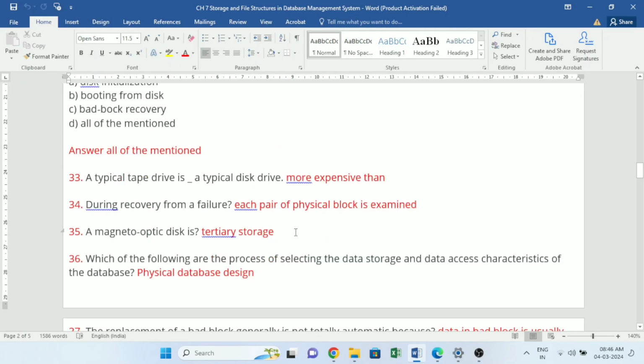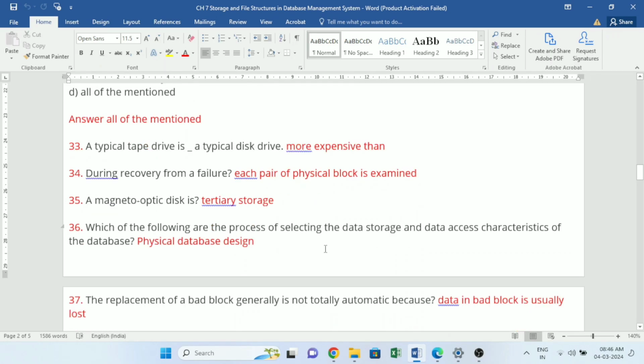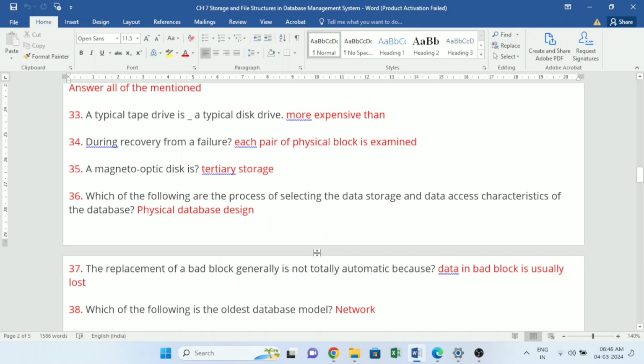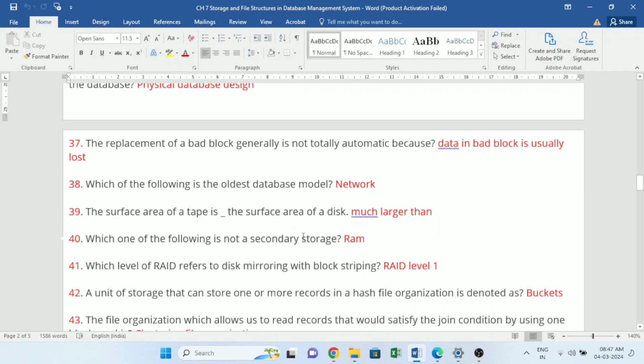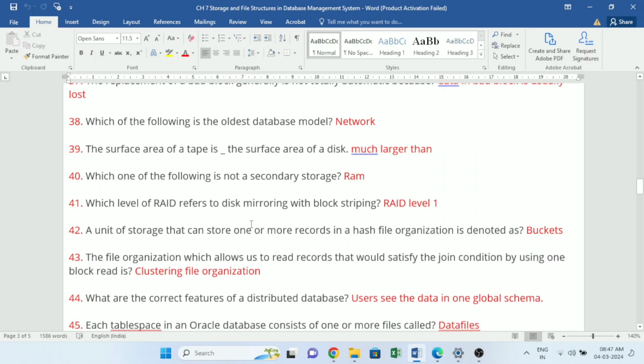More expensive than. 34. During recovery from a failure, each pair of physical blocks is examined. 35. A magneto-optic disk is tertiary storage. 36. Which of the following is the process of selecting the data storage and data access characteristics of the database? Physical database design. 37. The replacement of a bad block generally is not totally automatic because data in the bad block is usually lost. 38. Which of the following is the oldest database model? Network.